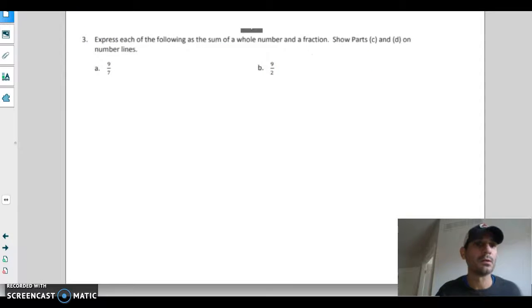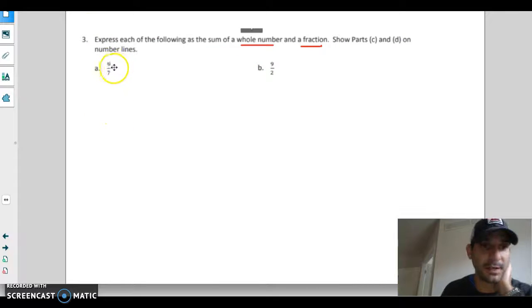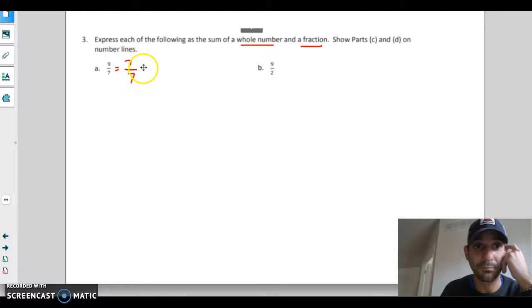Sweet. Alright, next one. Express each of the following as the sum of a whole number and a fraction. So I gotta have a whole number and a fraction. Right? Show section part C and D on the number line. Okay. So let's look at 9 over 7. Now, obviously this is greater than a whole because the numerator is greater than the denominator. So I could do 7 over 7 plus, okay, and the fraction 2/7.